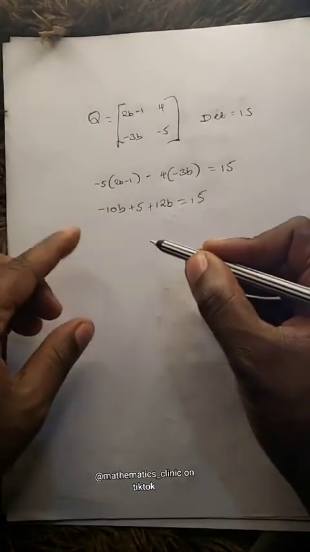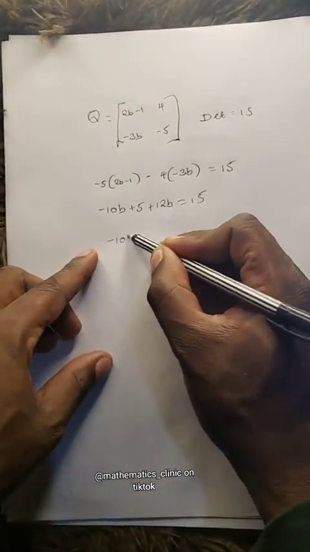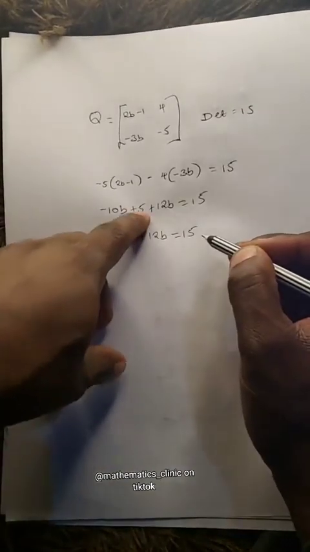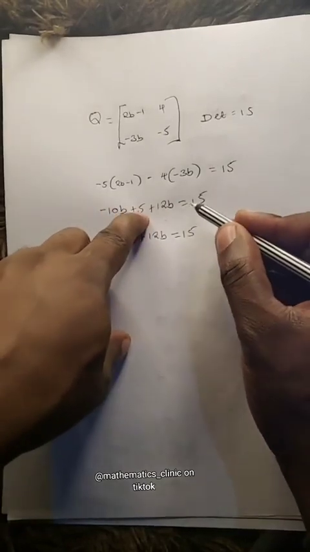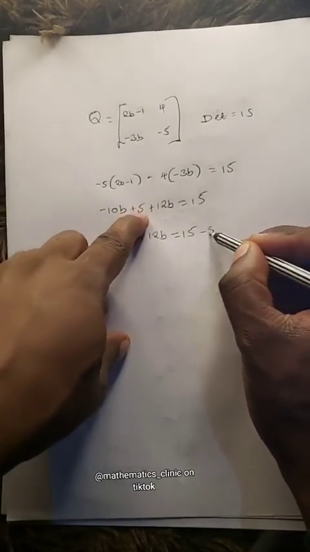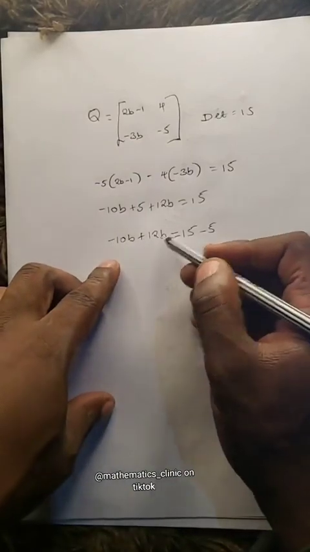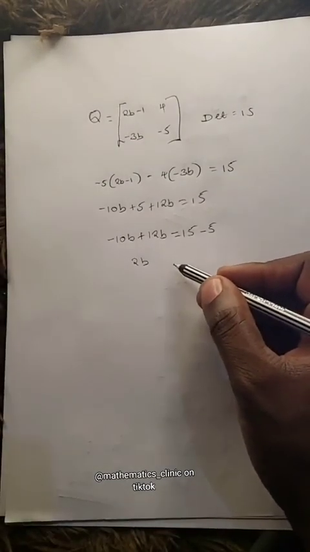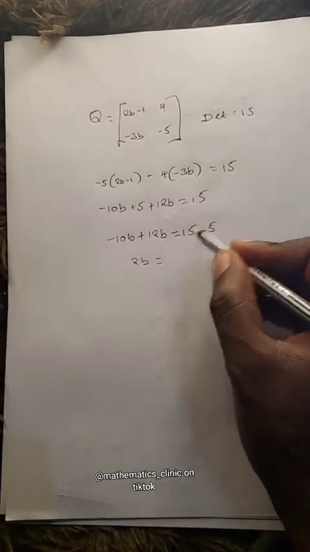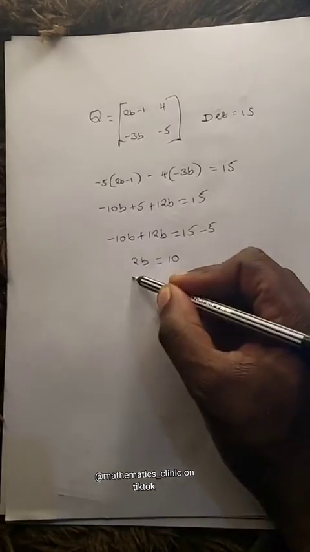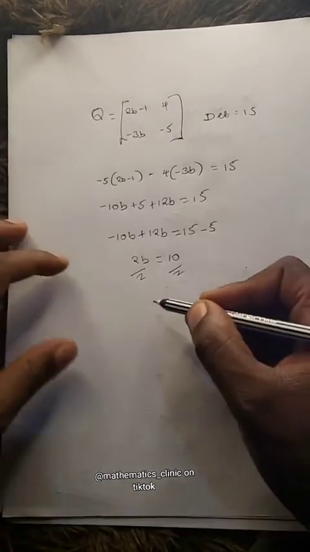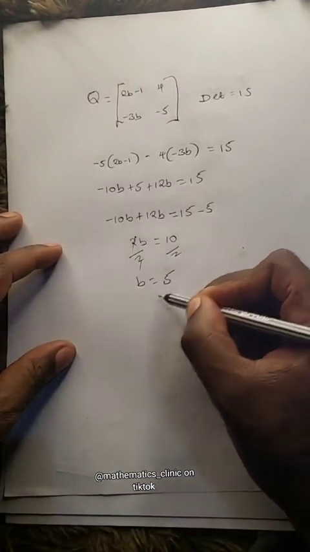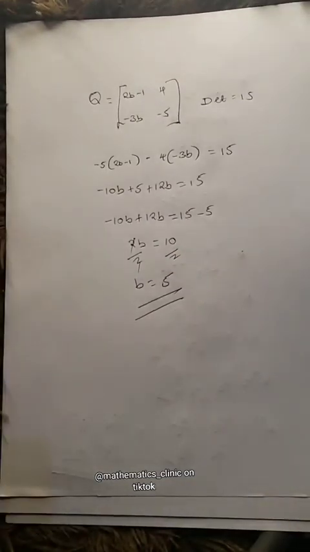Then after that, we group the like terms. So negative 10b plus 12b is equal to 15. This 5 has no b, so this positive 5, by additive inverse, moves to the right and becomes negative 5. So negative 10b plus 12b, I get 2b as my answer. It's the same as 12 minus 10 is 2. So we have 2b is equal to 15 minus 5, which is 10. Then I divide both sides by 2, so b is equal to 10 divided by 2, it's 5. So the value of b has been found to be 5.